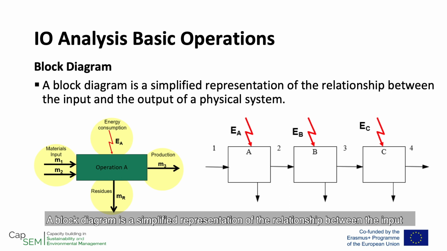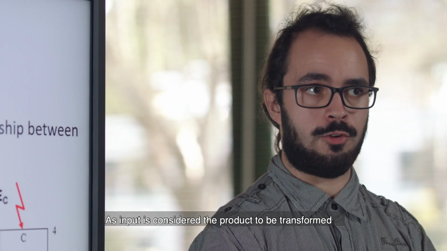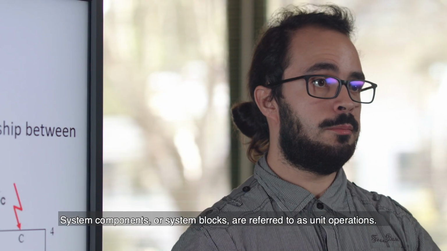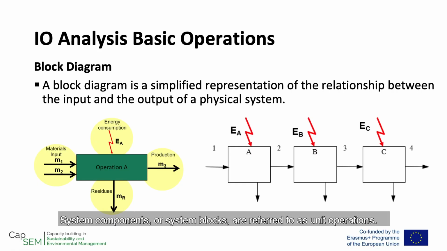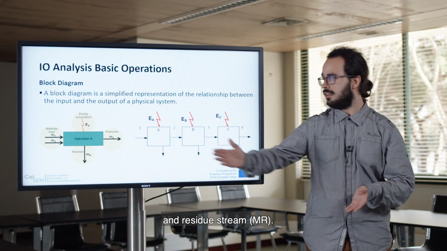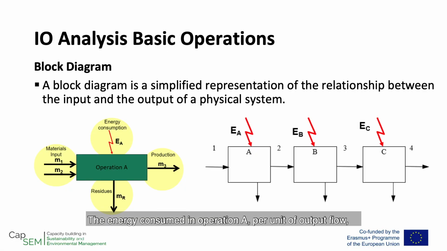A block diagram is a simplified representation of the relationship between the input and the output of a physical system. As input is considered a product to be transformed, and as output the useful product and the waste associated. System components or system blocks are referred to as unit operations. Unit operation A can receive various mass flows, M1 and M2 in this scheme, and consume an energy flow, EA, but produces only one useful output, M3, and a residue stream, MR. The energy consumed in operation A per unit of output flow is the specific consumption of a unit operation.